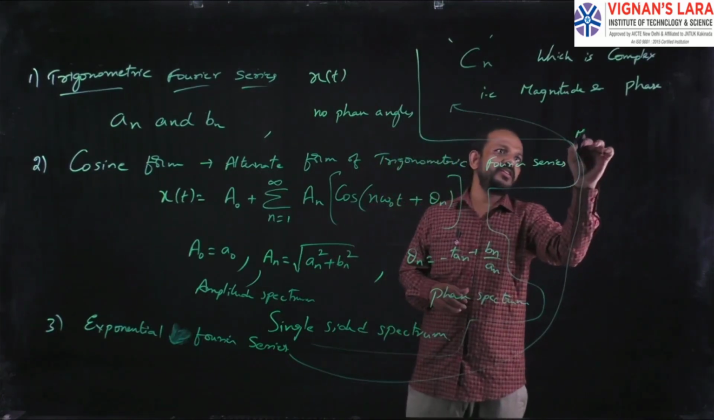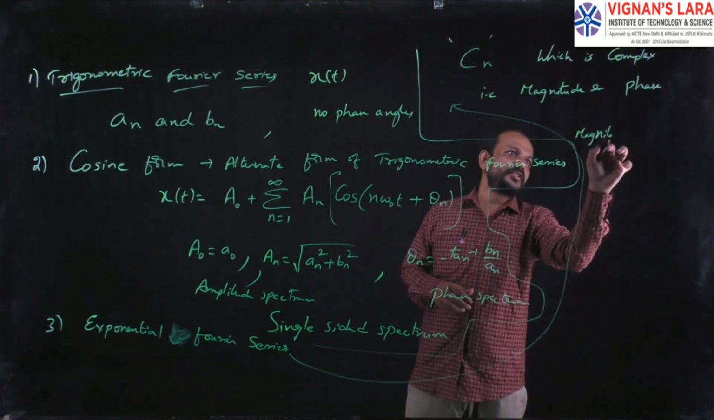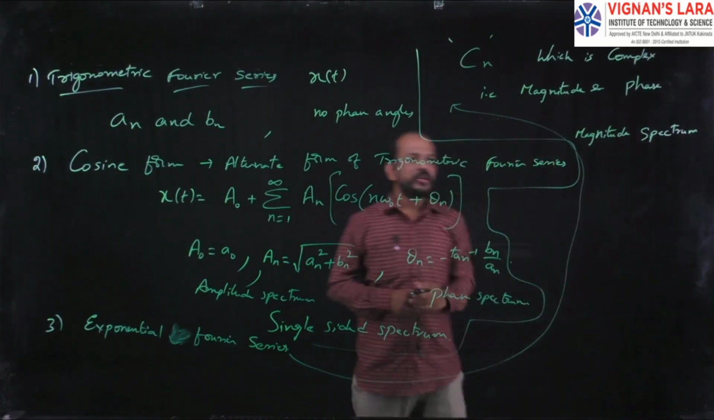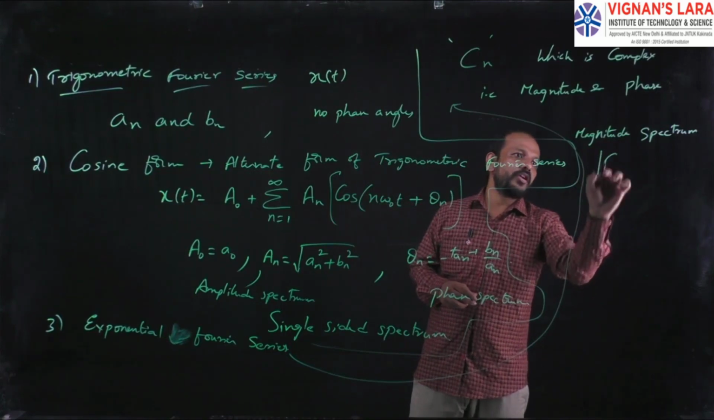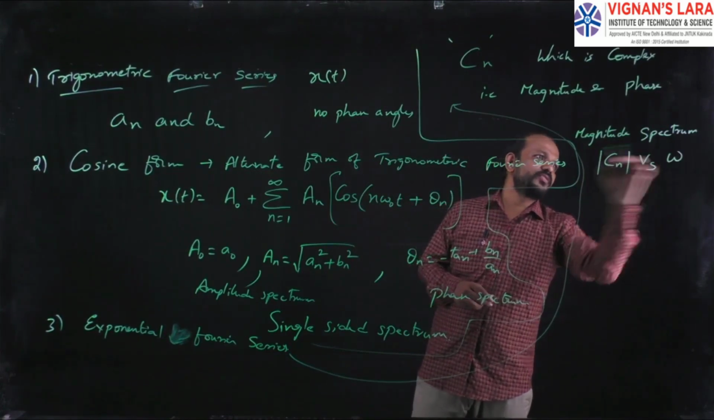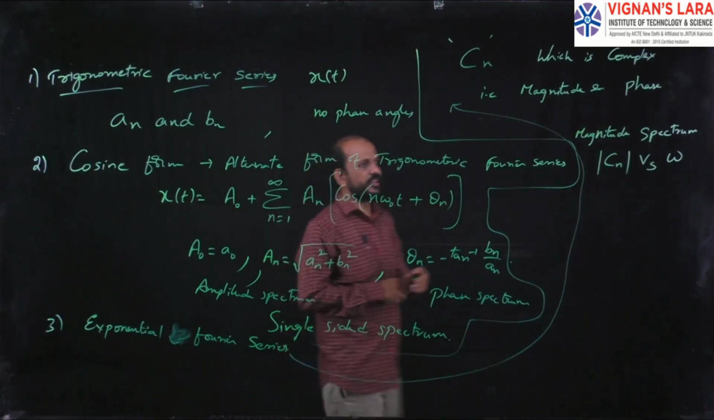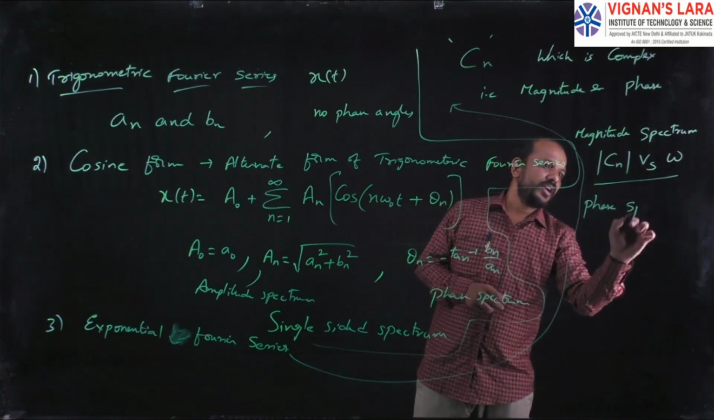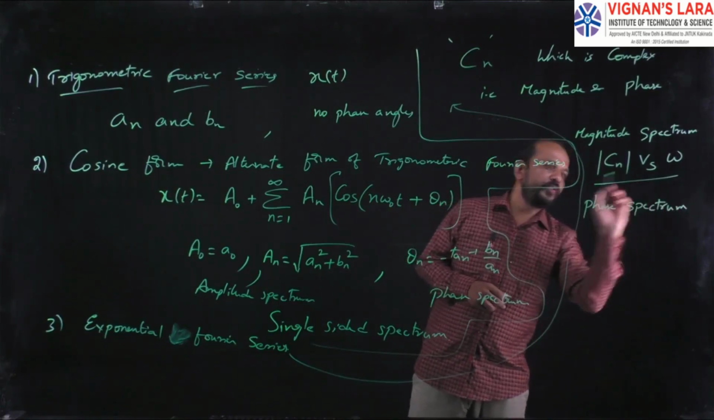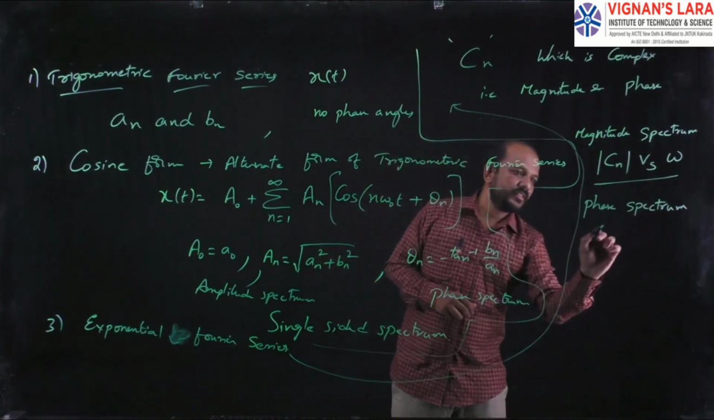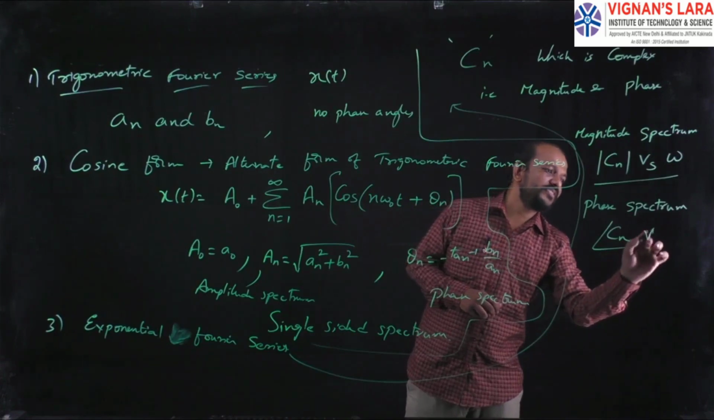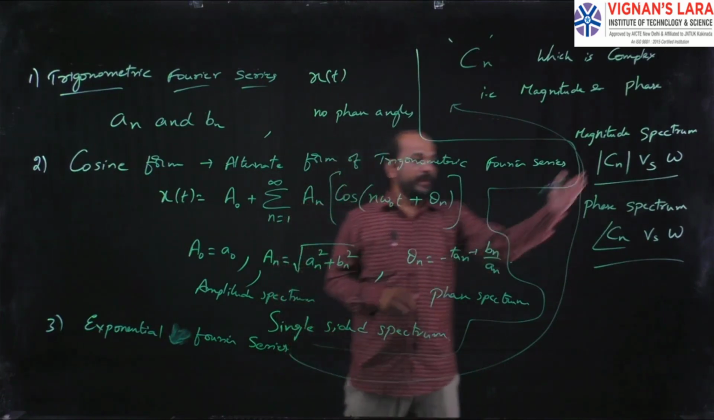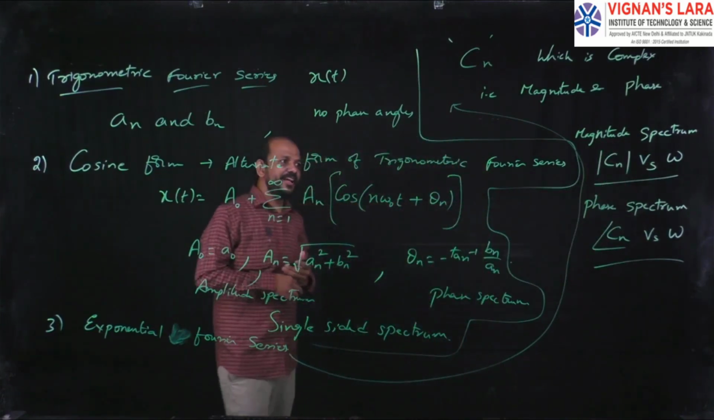So for this, I can draw the magnitude spectrum, which is nothing but the mod of Cn versus frequency omega. So this will give the magnitude spectrum. In the same way, I can draw the phase spectrum, that is the phase angle of this Cn versus frequency. This will give the phase spectra. That means we can plot both magnitude spectra as well as phase spectra.